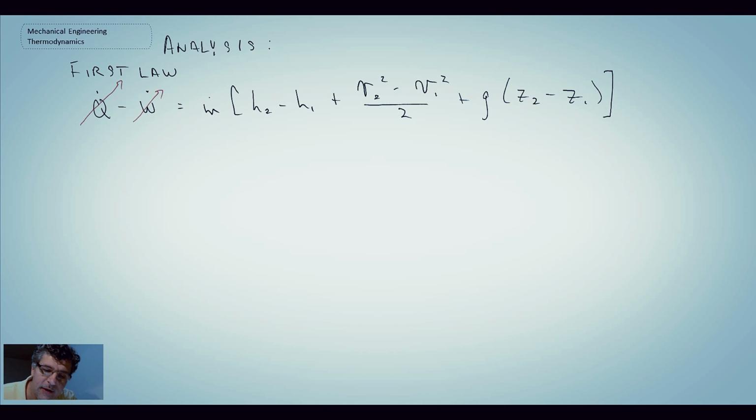Potential energy, there's no change in the height of the elevation, so that disappears. We cannot get rid of kinetic energy. That's very important in a nozzle. So we're left with kinetic energy and enthalpy as being the first law. And I'll cancel the mass flow rate with the 0 on the left.